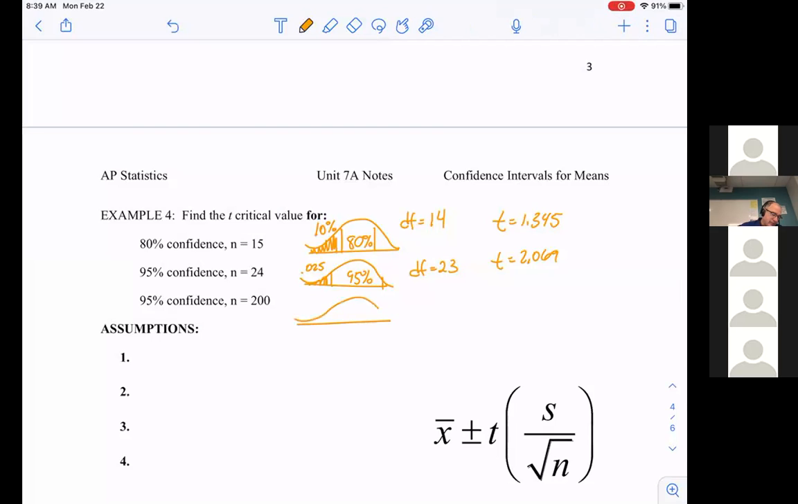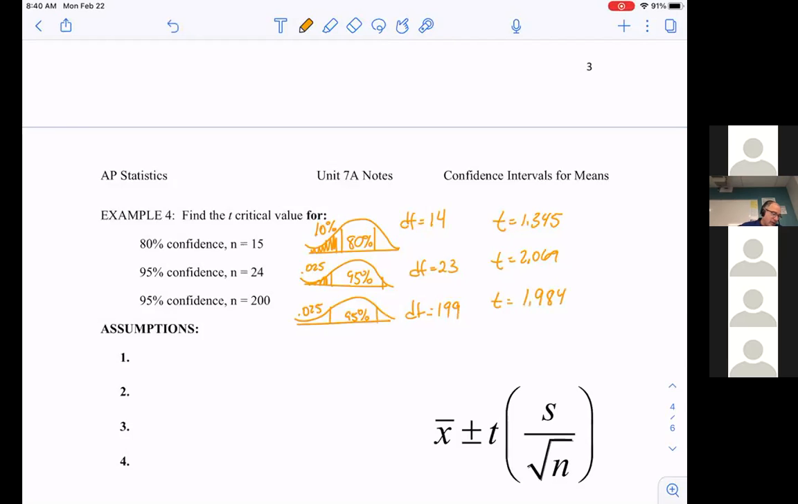Last one, again, is a curve. We're still 95% confident, which means we have a tail of 0.025. My degrees of freedom is going to be 199. And we're going to get a T value for that. I won't cut to the chase. Anyway, I'm going to write it down: 1.984.